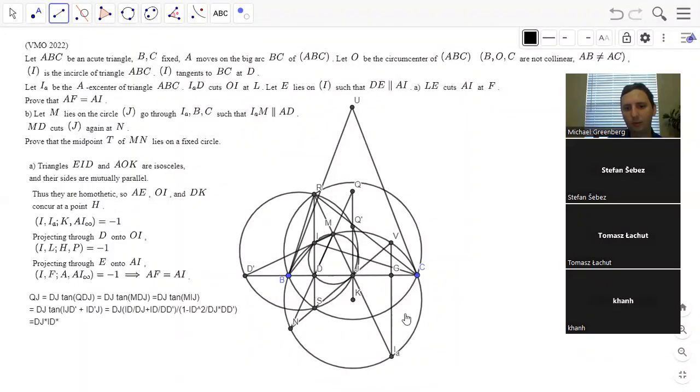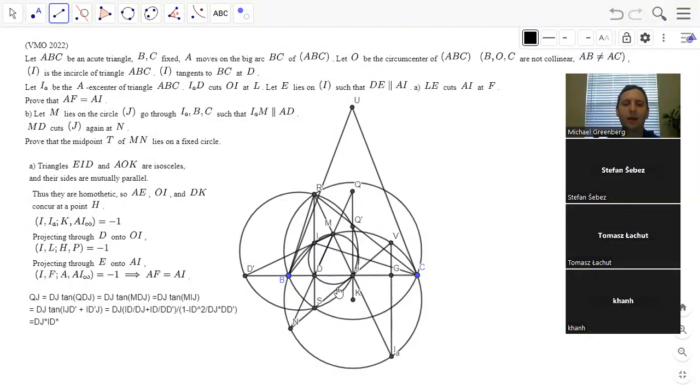So the power of Q with respect to this circle, say it one more time. Was it QM times QN? Is that how you found the power? Or you can just understand it like this. We have QJ squared is equal to QM times QN, right? So Q has the same power with respect to circle BIC and a circle with point J and radius 0. Those two circles are fixed, and K and J are fixed. So Q is a fixed point.